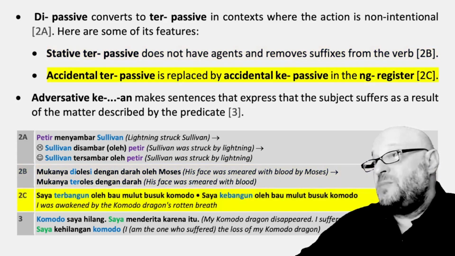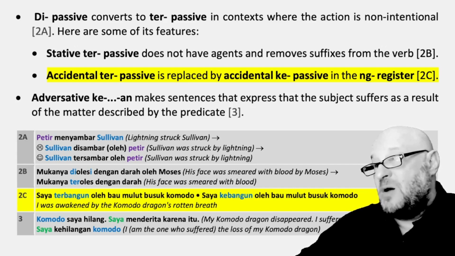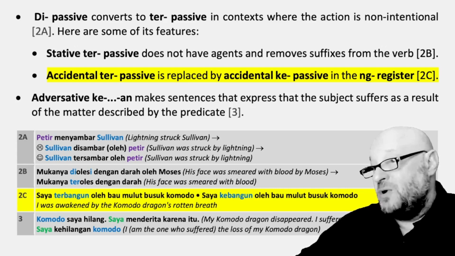Accidental ter- passive is replaced by accidental ke- passive in the informal register. Saya terbangun oleh bau mulut busuk Komodo in informal contexts is expressed as saya kebangun oleh bau mulut busuk Komodo. I was awakened by the Komodo dragon's rotten breath.